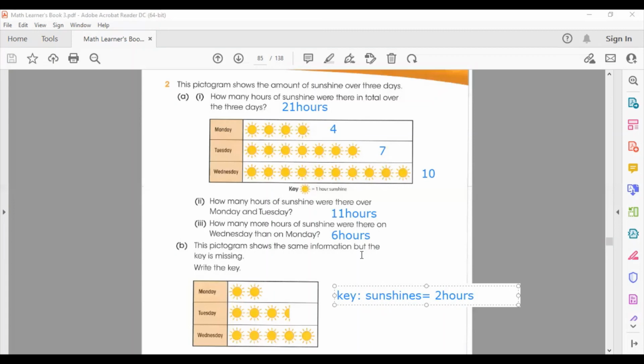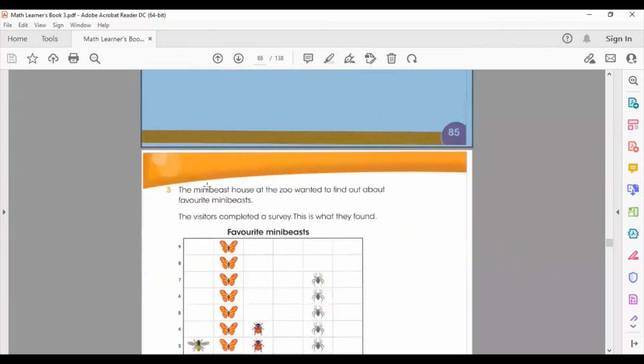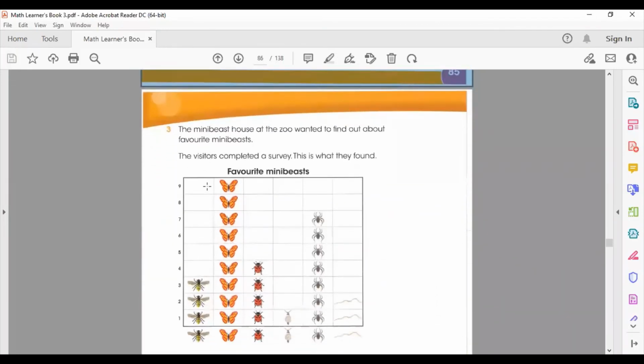After this, I want to go to the next part if there are more questions, but no. Next, question number 3. The mini beast house at the zoo wanted to find out about favorite mini beasts. The visitors completed a survey. This is what they found.